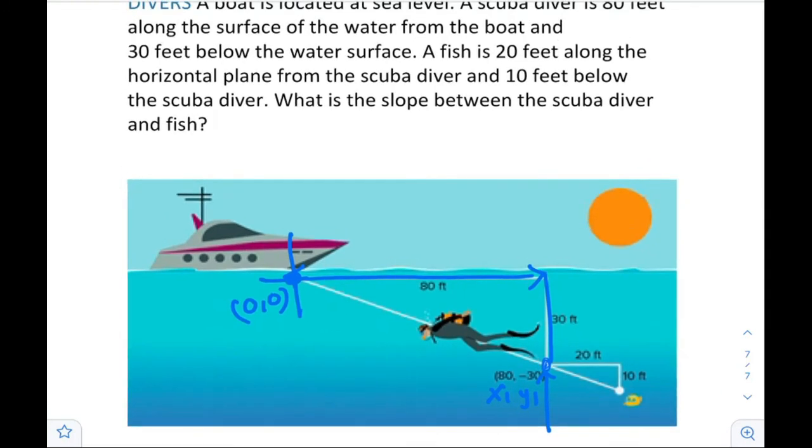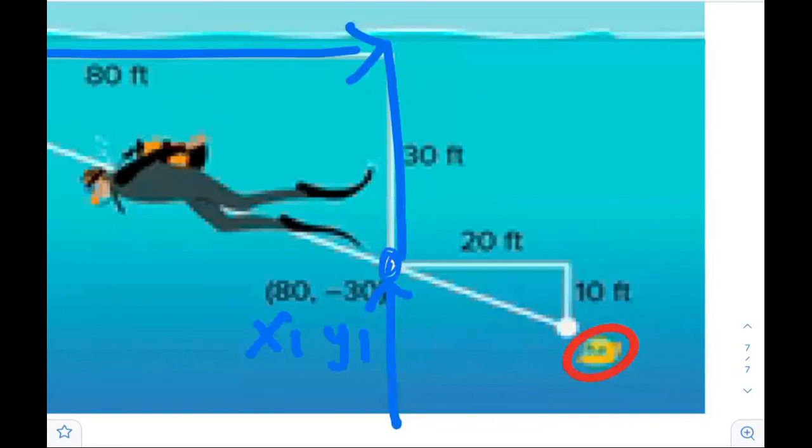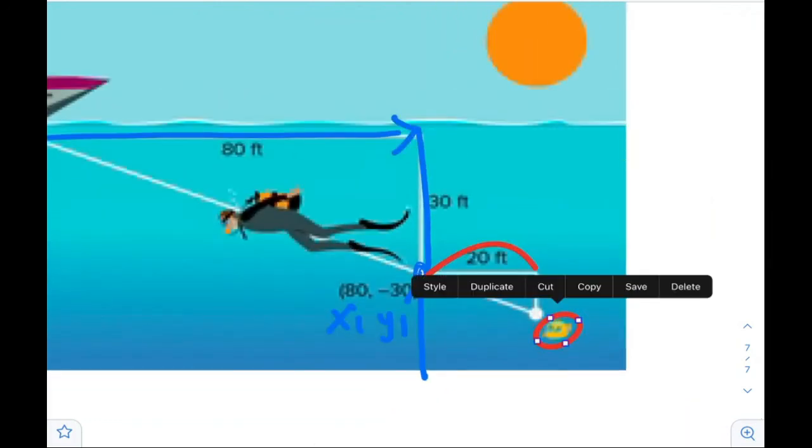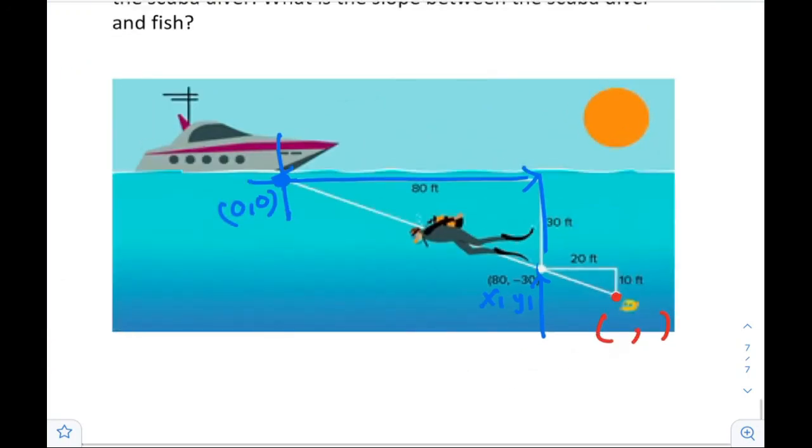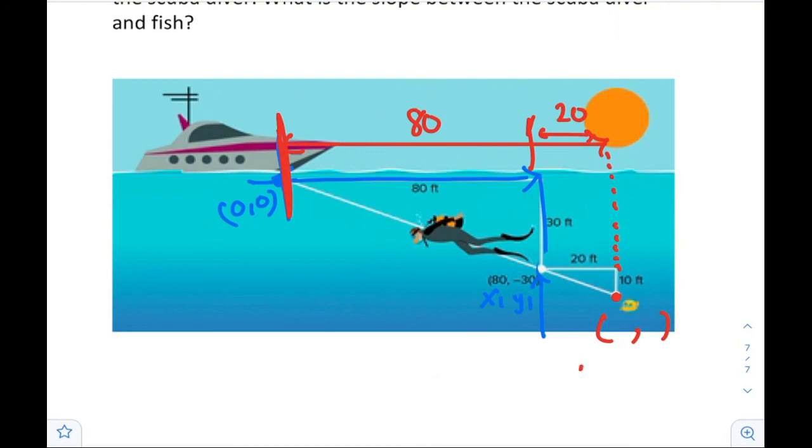Now, let's continue here. A fish is 20 feet along the horizontal plane from the scuba diver and 10 feet below the scuba diver. This is the fish. I'll use another color for the fish. This is our fish. This is the yellow one. And this fish is again 20 feet far from this diver and 10 feet below his level as well. Now, let's try to write the coordinates of this point. Where is the fish located exactly? If you consider that this is the origin, so this will be the horizontal distance until you reach this fish. And that means you are going to add this 80 plus this distance, which is 20, and that means this fish is located at 100 feet horizontally.